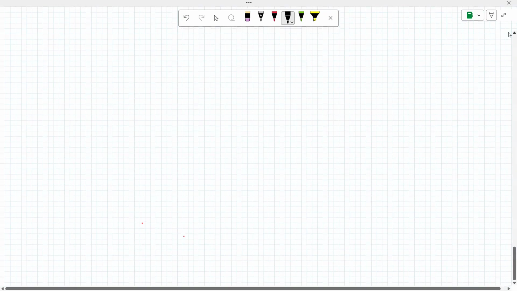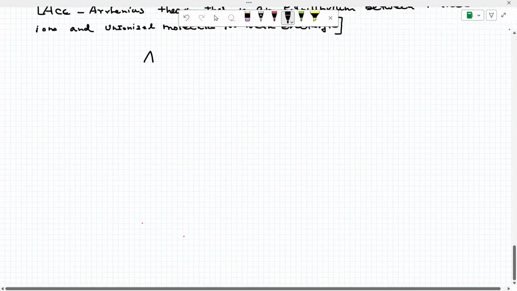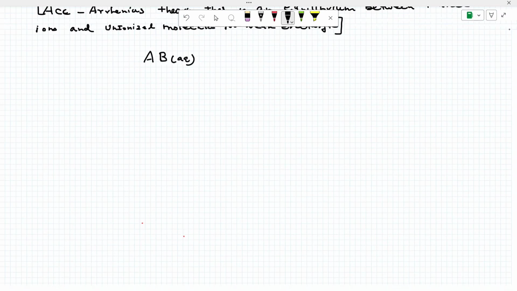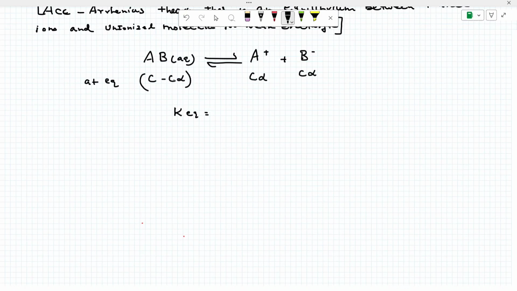Simple: AB aqueous gives equilibrium, A plus and B minus. Now see, I go directly to equilibrium. What happens? This is C minus C alpha. This is C alpha and C alpha. Now what is the K equilibrium? The K equilibrium is equal to the concentration of A, which is C alpha. The concentration of B is also C alpha, divided by the concentration of AB, which is C minus C alpha.